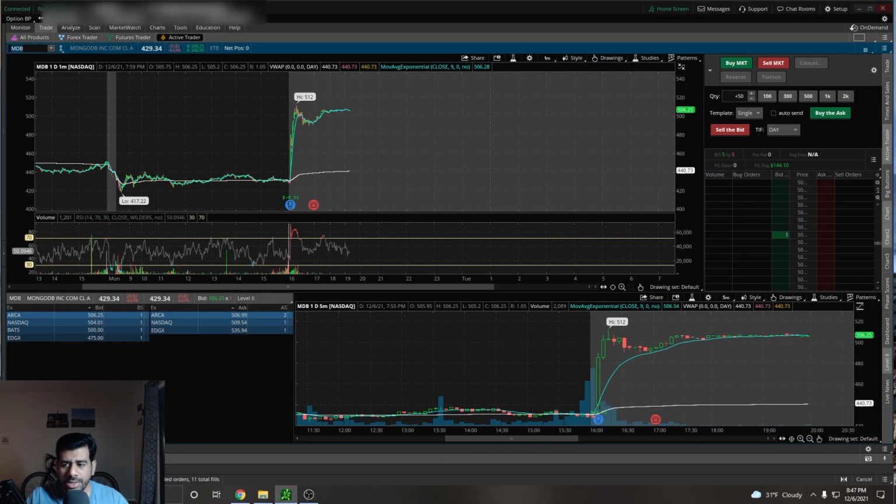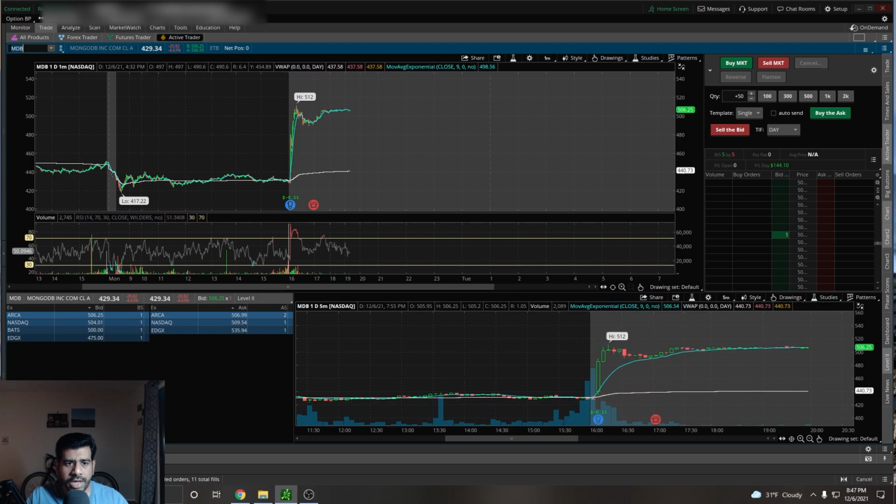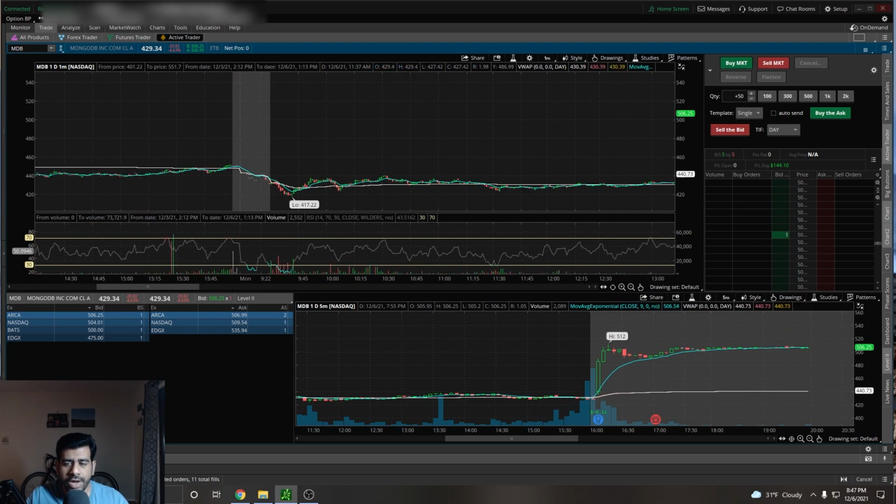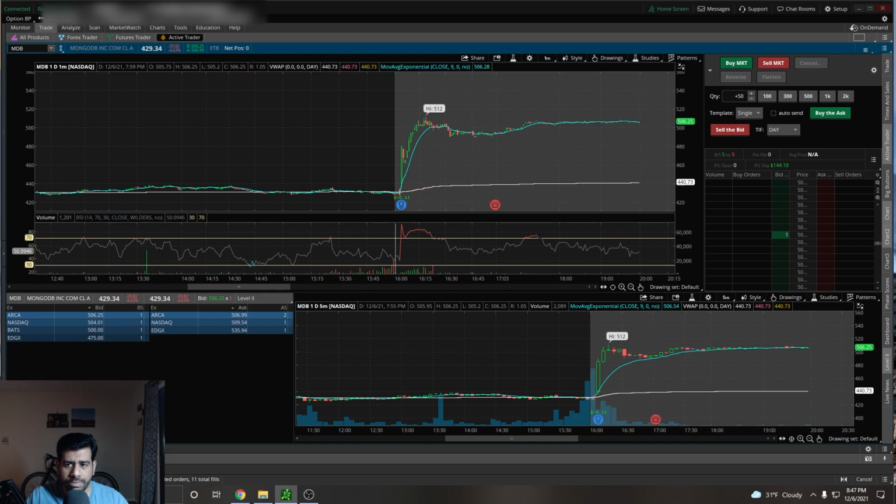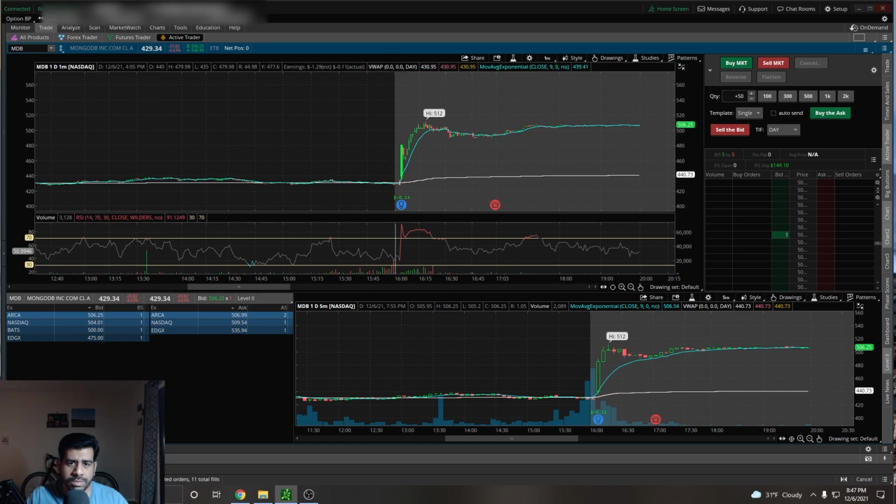In this case also, you can clearly see how the 9 EMA plays an important role over here. This big candle was clearly the bullish sign. All the candles stayed above the 9 EMA, and if you are in a trade, you can clearly ride it from 433 to 500, almost a $70 gain in a single move.